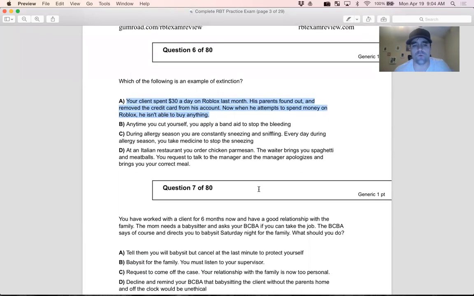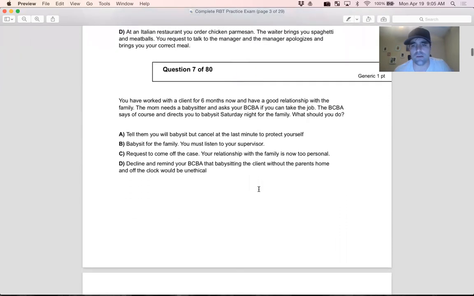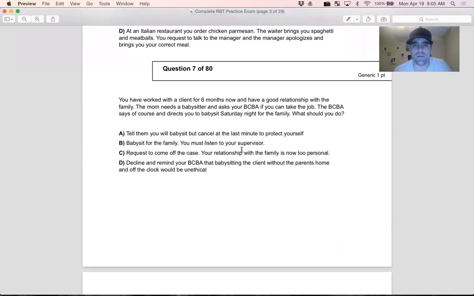Question 7, you have worked with the client for 6 months now, and you have a good relationship with the family. The mom needs a babysitter and asked your BCBA if you can take the job. The BCBA says, of course, and directs you to babysit Saturday night for the family. What should you do? This is a scenario where your BCBA is telling you to do something.